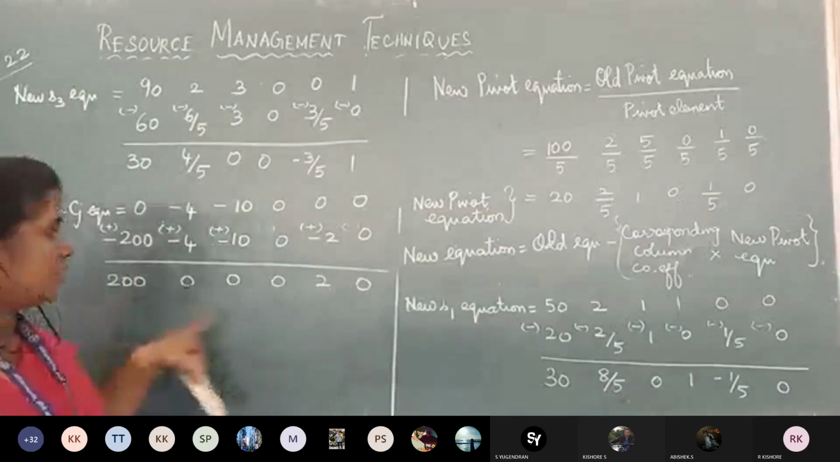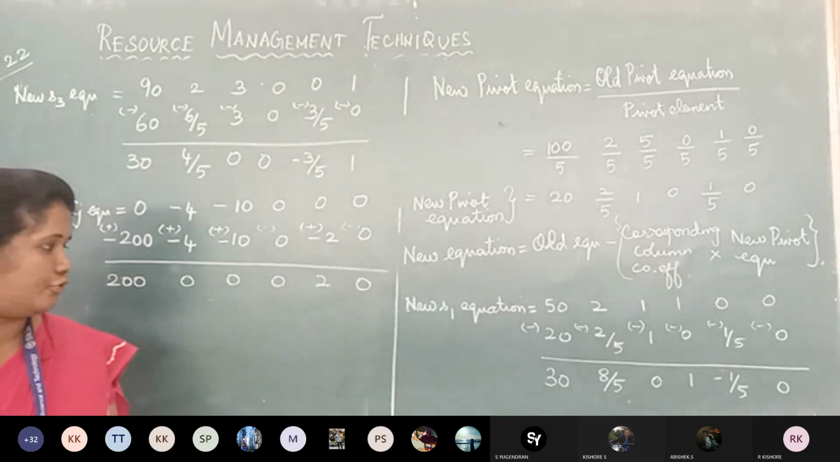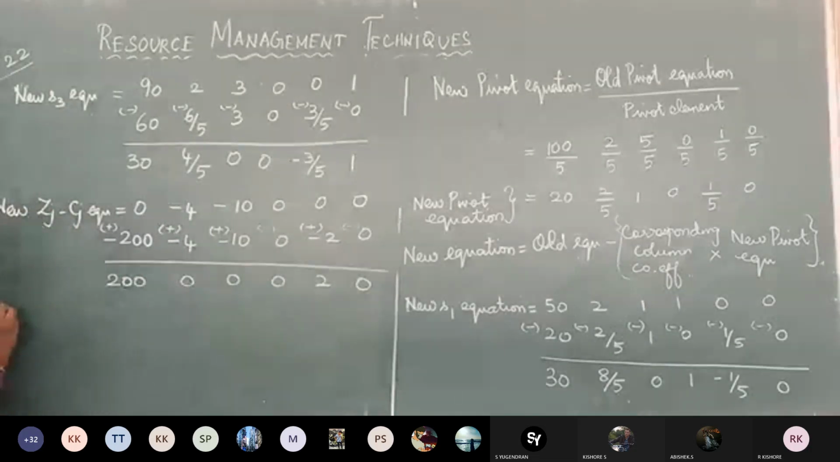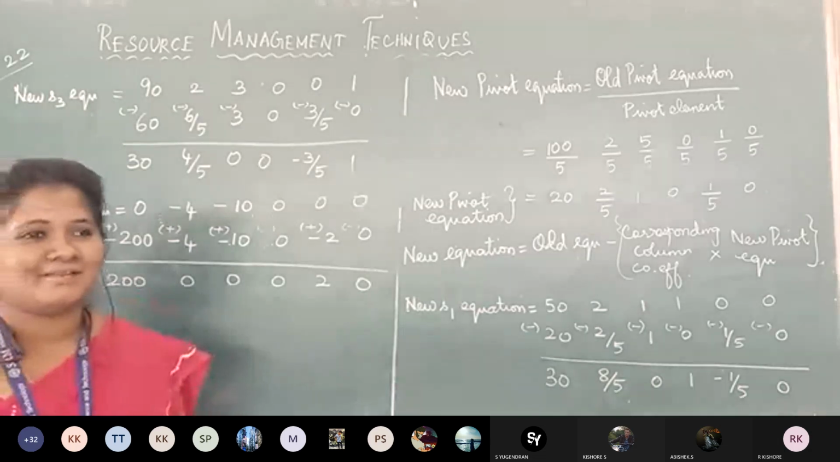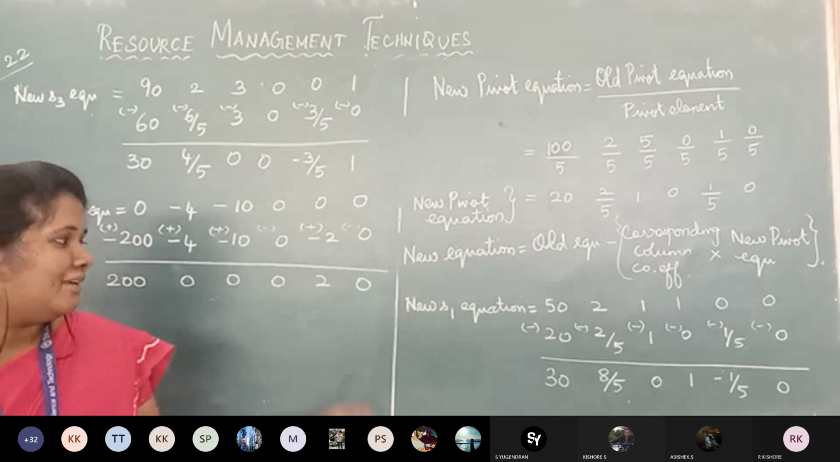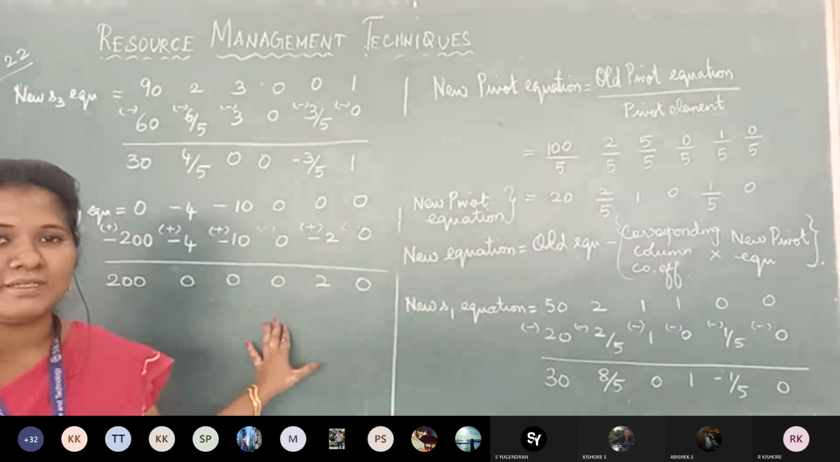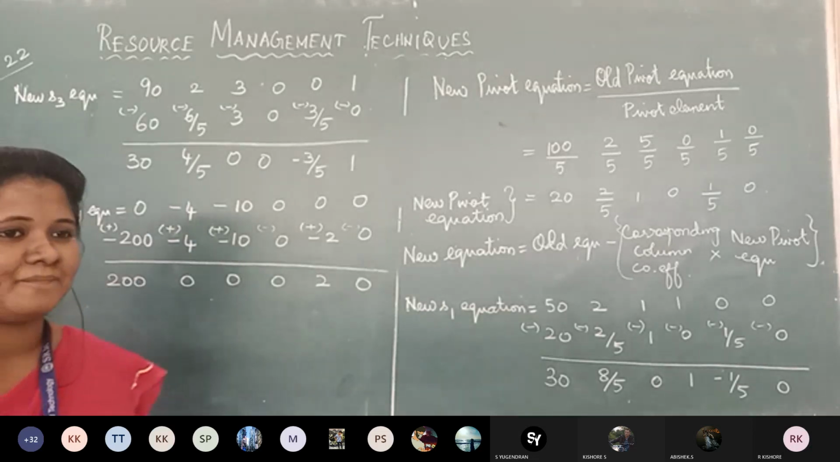In the Zj minus Cj, you're getting positive values. So whatever we have got is your optimal solution. But before that, you have to draw the tableau column. Have you all written it till here? Yes or no? Have you drawn it? Have you written till here?